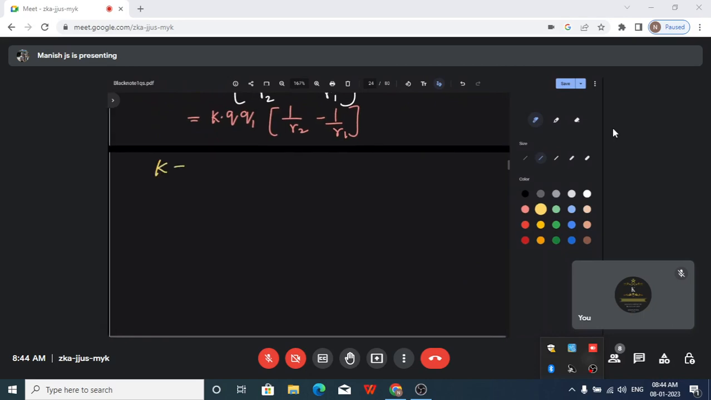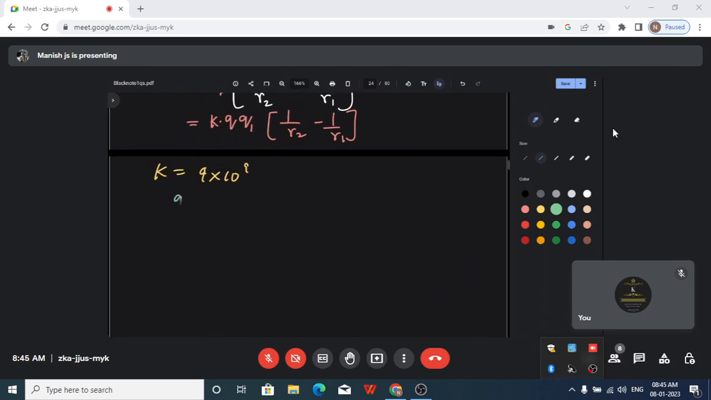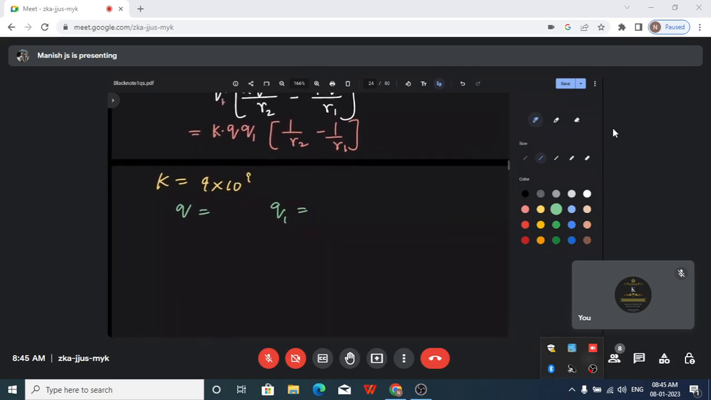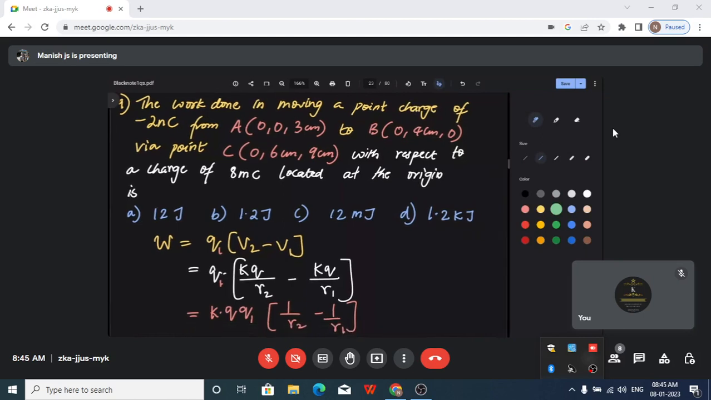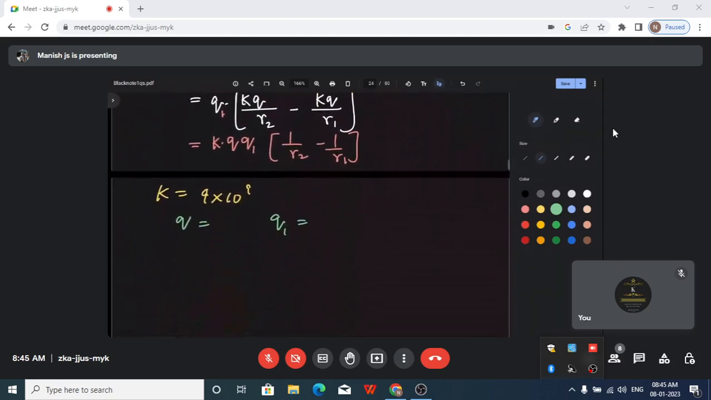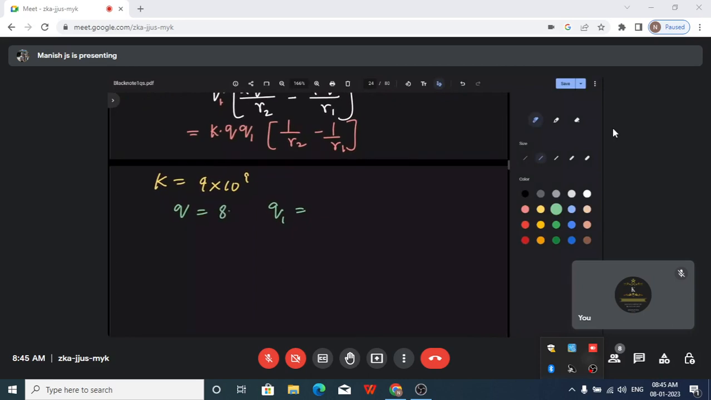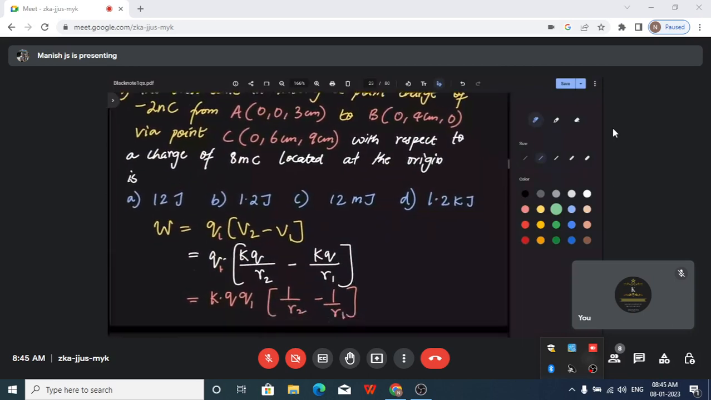So K வந்து anyways K is 9 into 10 power 9. So you directly substitute that value to find out the work done. What is Q? And what is Q1? அதுவும் கொடுத்துட்டாங்க question. So Q is, what is the value of Q? As per the question, the Q here is 8 millicoulomb, which is located at the center. And Q1 is our charge, that is minus 2 nanocoulombs.